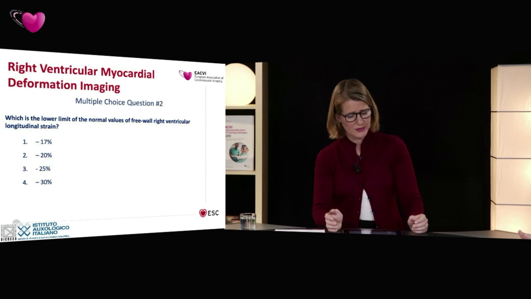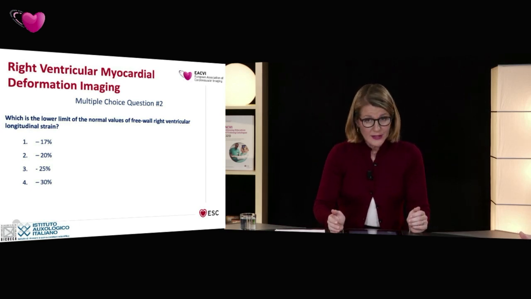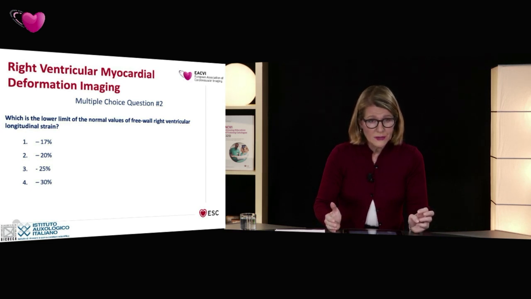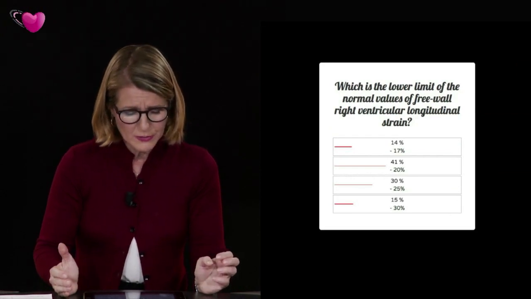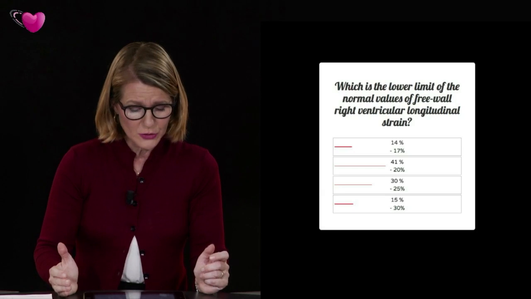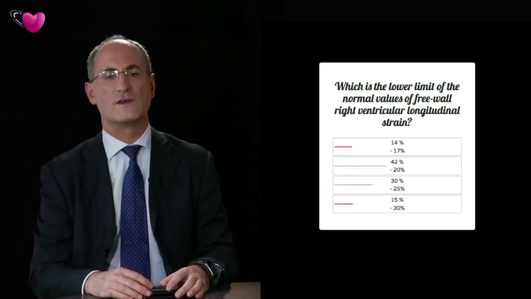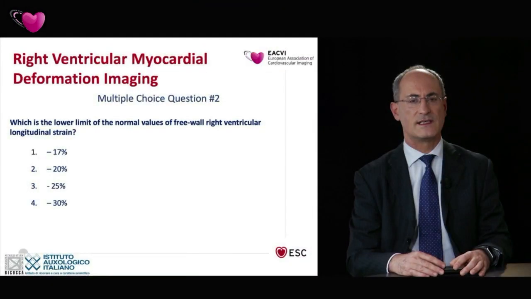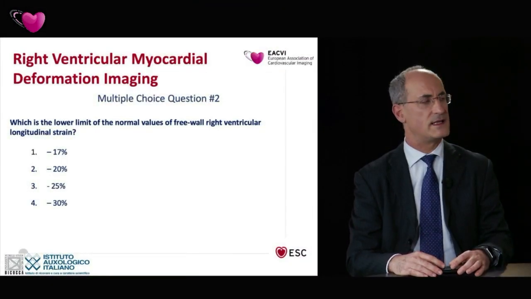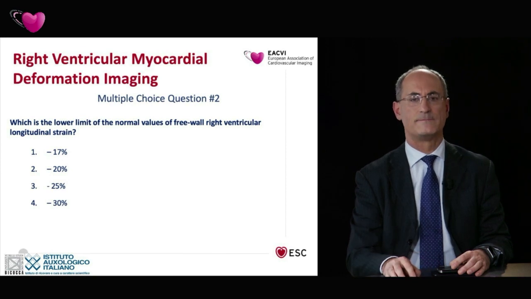So here come the results. 14% said the first option, -17. The second option, 41%. Third option, 30%. And fourth option, 15%. So most of the colleagues voted for number 2, -20%. That indeed is the right answer. This is the lower limit of normality of right ventricular strain so far.